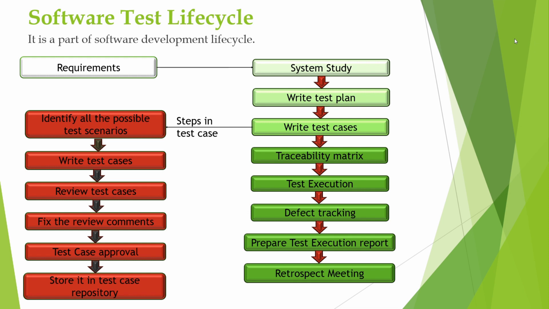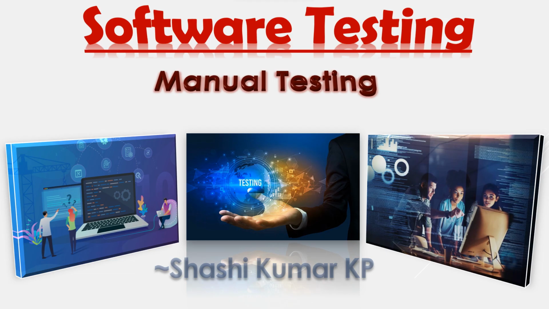All these details are documented for future project purposes. Whenever they get a new project, they will implement all the good things in the new project, and they will try to avoid all the bad things that they faced during this project. This entire process we call the software test lifecycle.